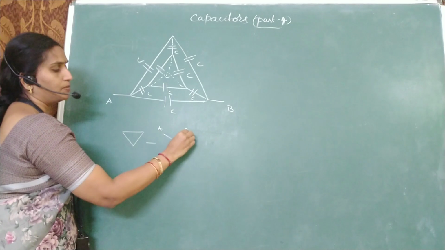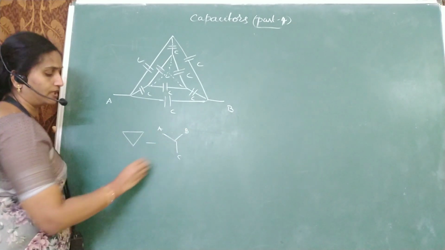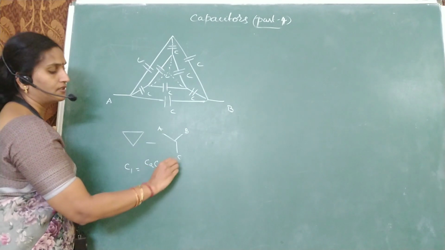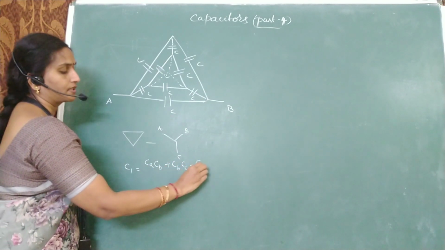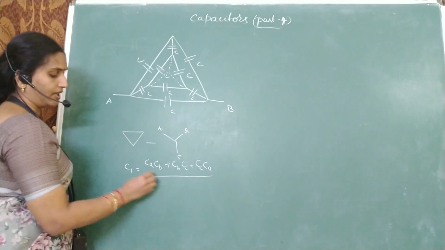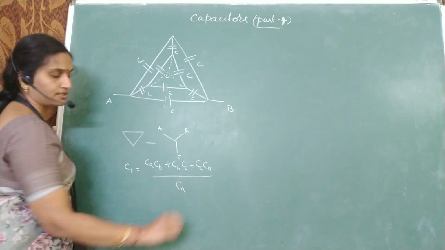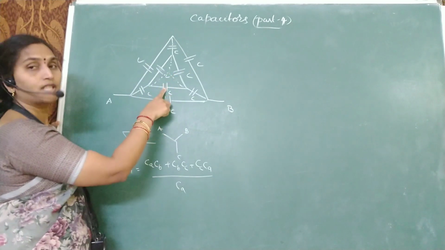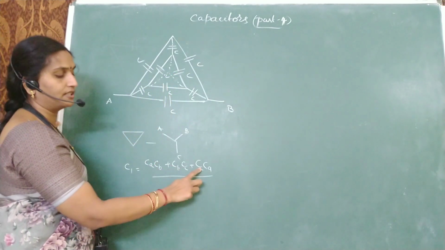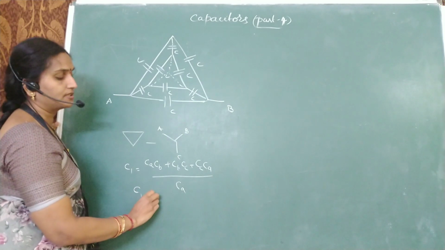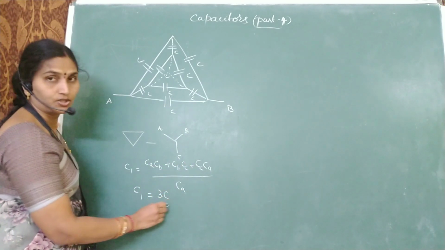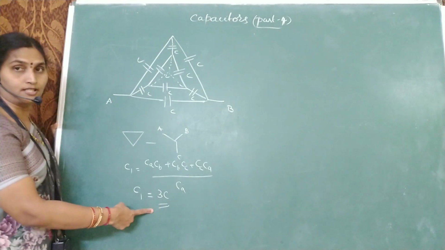Okay, if I call these A, B and C, and C1, C2 and C3, what is the formula for C1, C2 and C3? C1 is CA times CB, plus CB times CC, plus CC times CA, divided by, opposite to C1, you have to take it as CE. But here the advantage is all three capacitors are of the same capacity, A, B and C are identical. Then what will be your C1? C squared plus C squared plus C squared, 3C squared, divided by C, that is nothing but 3C.